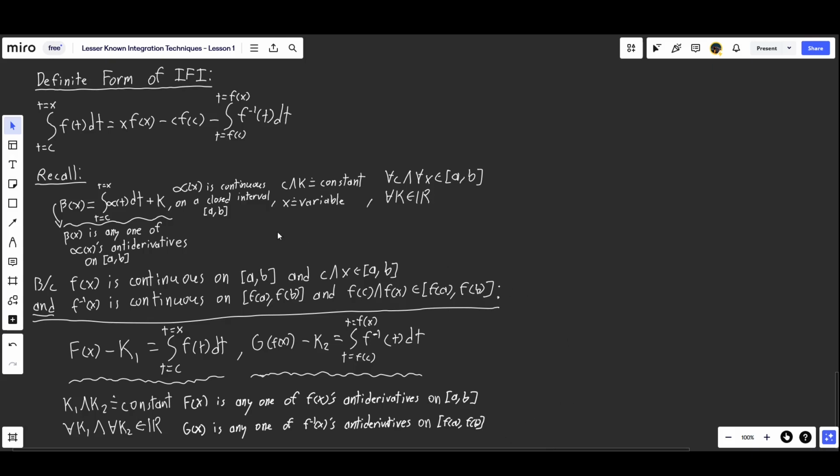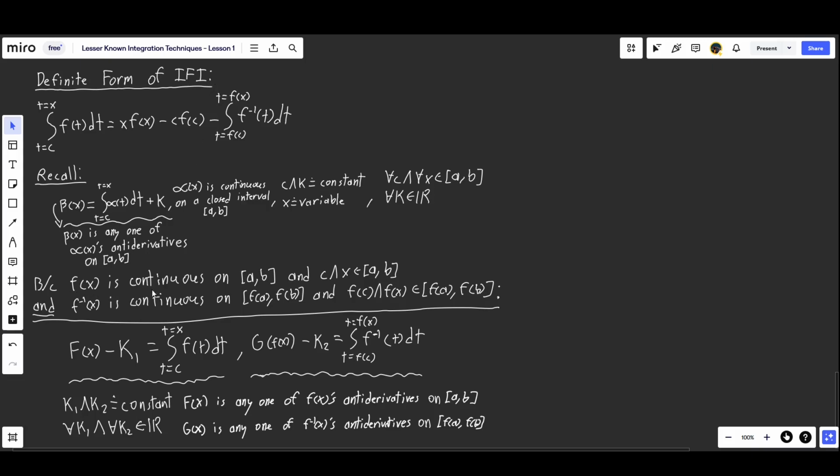All we need to do is recall from earlier that if a function is continuous on a closed interval a to b, the definite integral of that function from a constant c to a variable x plus another constant k, where c and k can take any value within the closed interval a to b, and k can be any real number, will output any one of the antiderivatives of that function on a to b. Knowing this, we can rewrite the definite integrals in the definite form of inverse function integration.